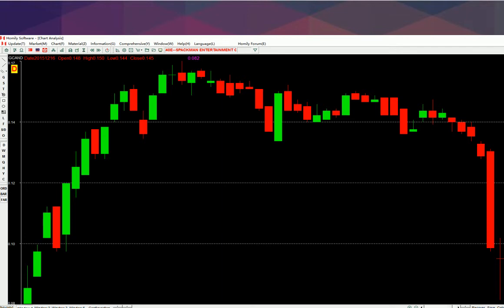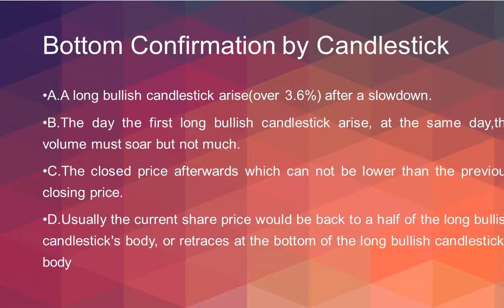If the next day is a bullish candlestick, a green candlestick, the price may go up. If we see a red candlestick, the price may go down again, okay? So this one can show us we should pay more attention. This is the turning point, the reversal signal. Then the bottom confirmation by candlestick. How to use candlestick to confirm?